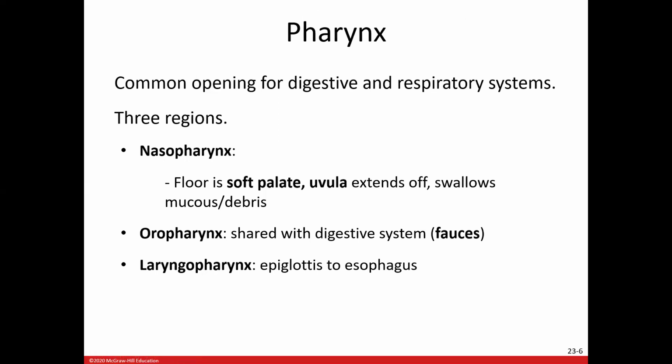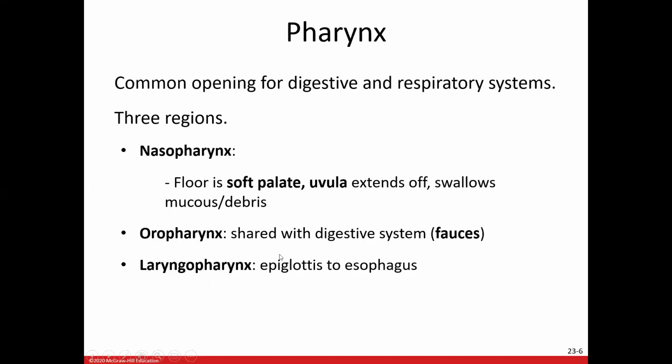The next structure in the upper respiratory tract is your pharynx. So your pharynx has a sort of shared responsibility. It's an opening for both your digestive system and your respiratory systems. And the pharynx is basically broken down into 3 subregions. So you have a nasopharynx, so with the nose, naso. You have an oropharynx with the mouth, and you have a laryngopharynx. Your nasopharynx is responsible for structures such as the soft palate, which the uvula extends off of, and in your nasopharynx, that's responsible for helping you swallow mucus and other debris.